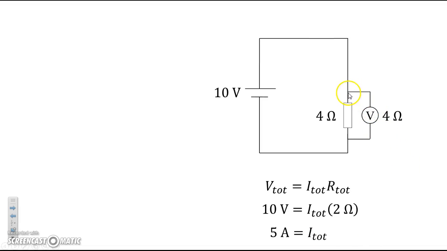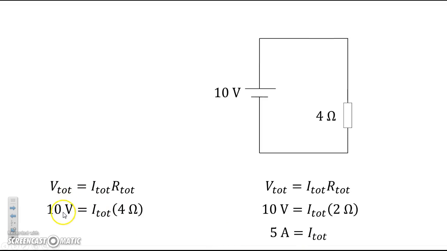5 amps. Have we changed the circuit? Have we changed the circuit's current by putting this voltmeter in? Let's look and see. When there's no voltmeter, we use the same equation. We have 10 volts for the total potential difference, because that's what the EMF is, that's what the battery supplies. But now, when there's no voltmeter here, your total resistance is just 4. So the total current is 2.5 amps. We've changed it. By adding the voltmeter, we went from the original 2.5 to 5. We doubled the current.